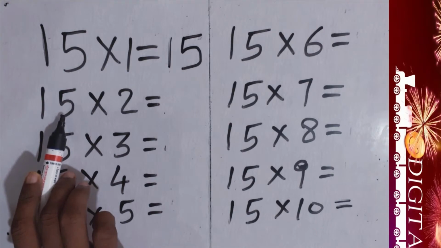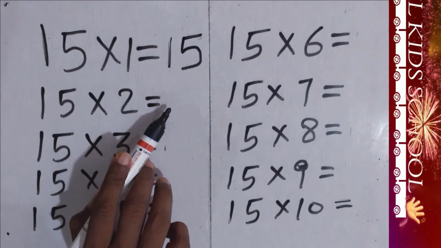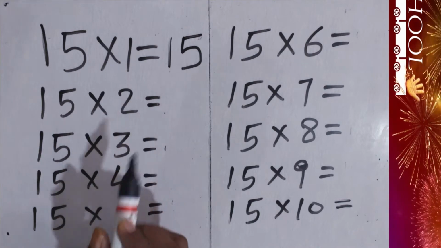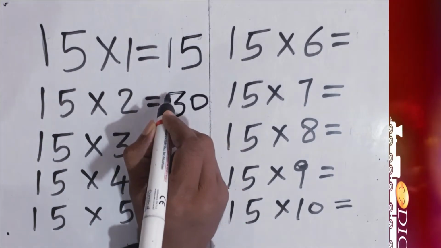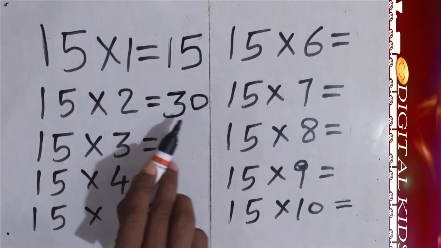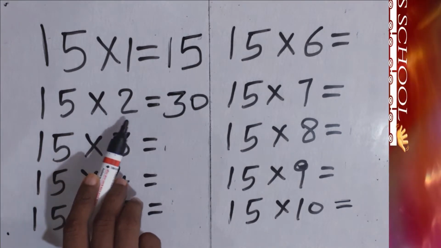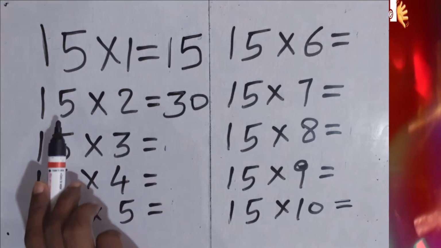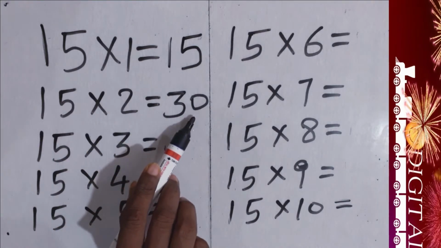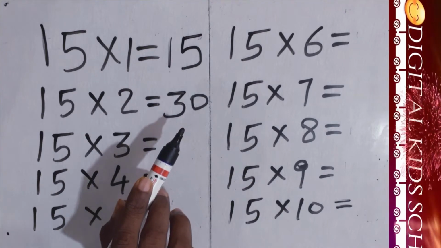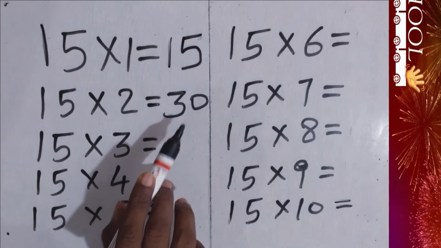Now tell me the answer. What is the 15 into 2? Write the answer here. 15 into 2 is equal to 30. Write the answer. 30. 15 2 ja 30. 15 multiplied by 2 is equal to 30. 2 times 15 is 30.